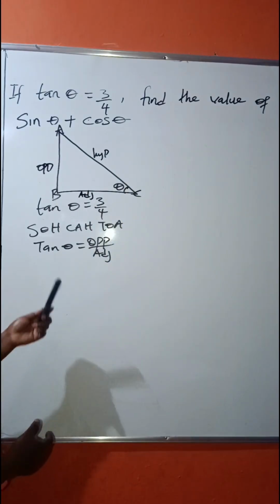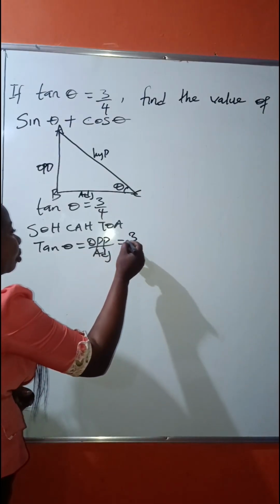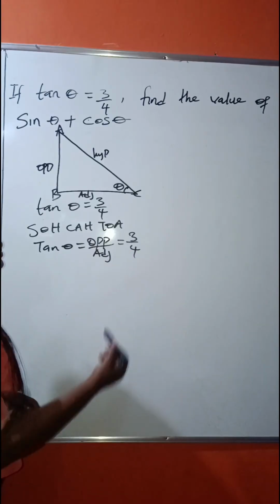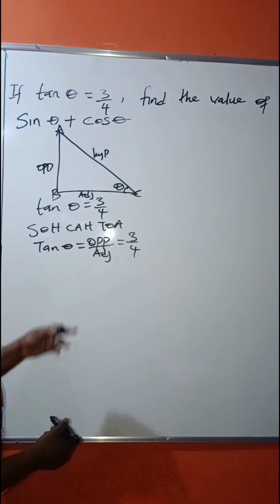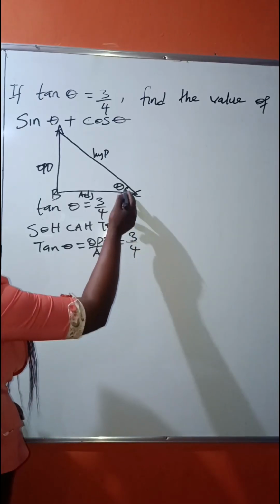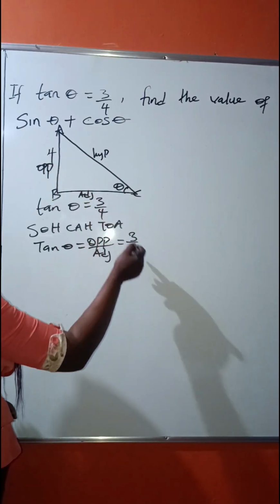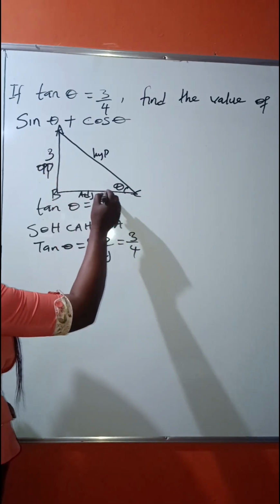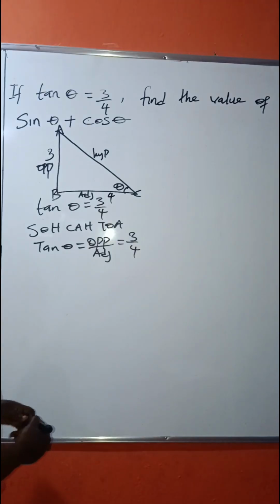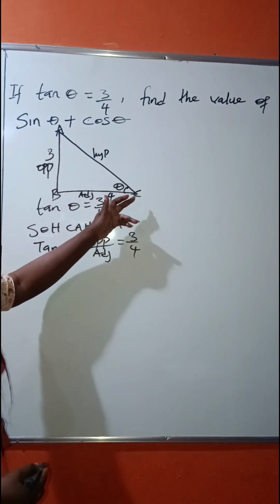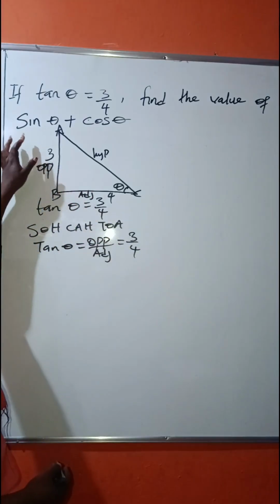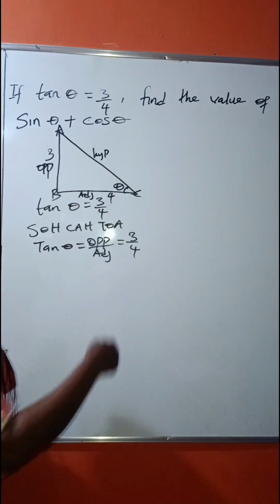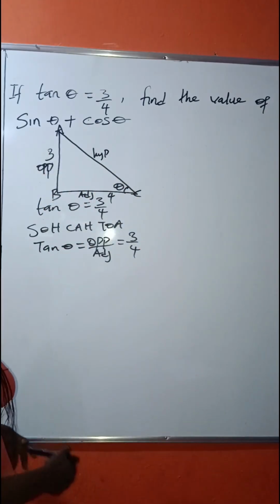So we were given that tan theta is 3 over 4. That means this is 3 over 4. So what this is simply saying is that opposite is 3 and adjacent is 4. We can then label our triangle: this side is 3 for the opposite and this side is 4 for the adjacent. Do we understand? Then we can go ahead and solve for the hypotenuse. Then we can continue to find the sin theta and the cos theta. If we have all the sides that we are looking for, then we can proceed to solve that question.